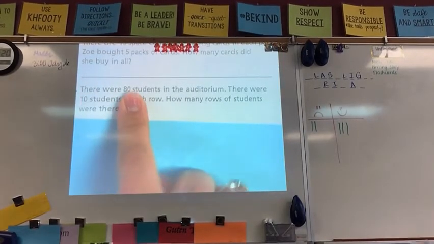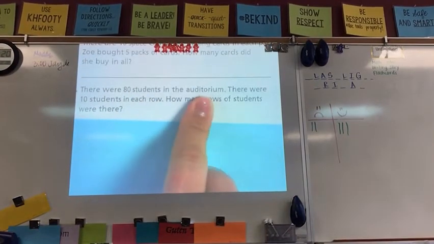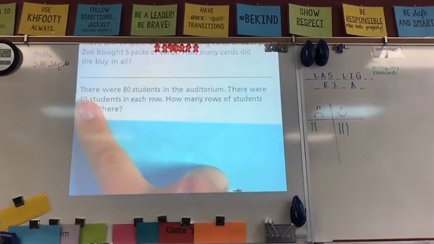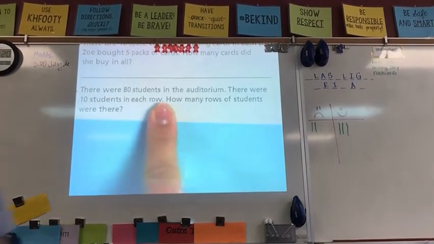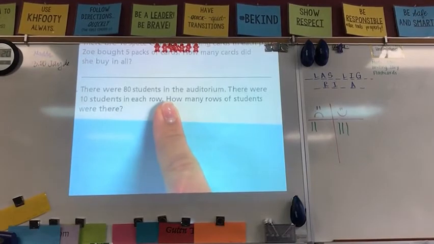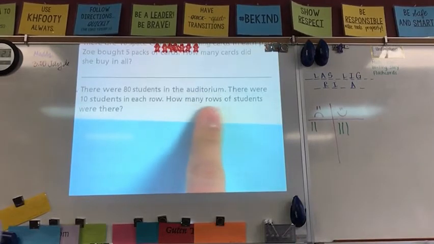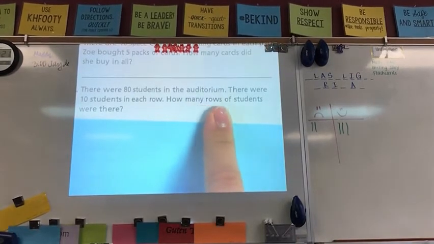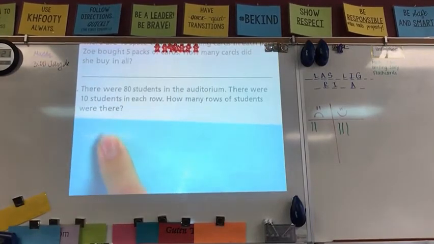There were 80 students in the auditorium. There were 10 students in each row. Oh, we're moving. Hadley, join us. We're moving. Your desk is fine. How many rows of students were there? Oh, thank goodness it let us end with sitting down, huh?